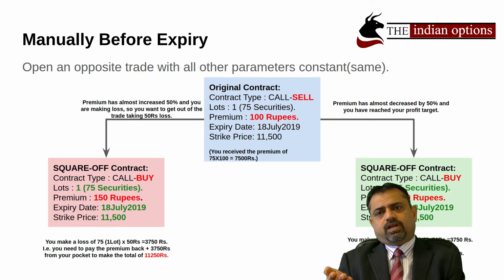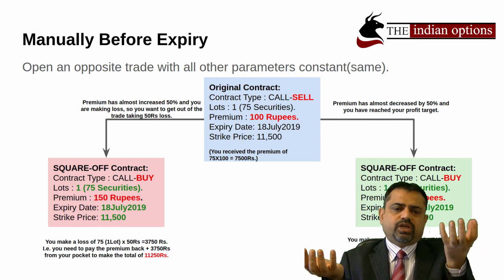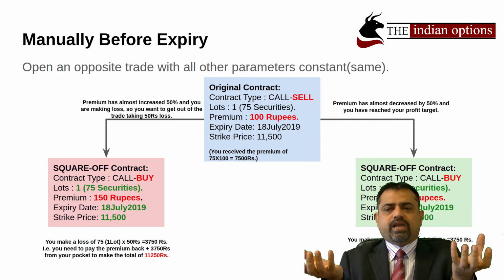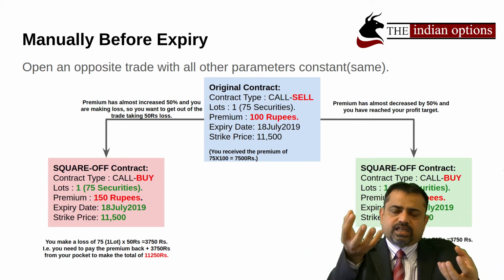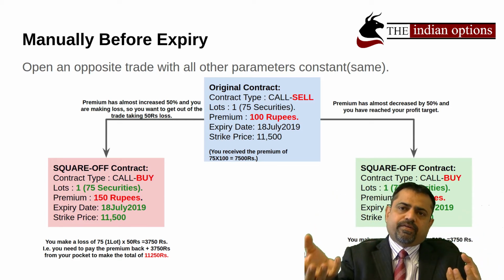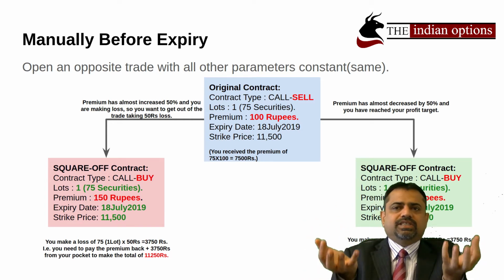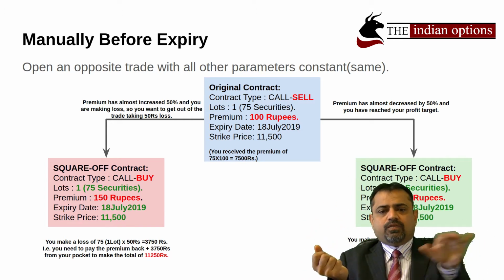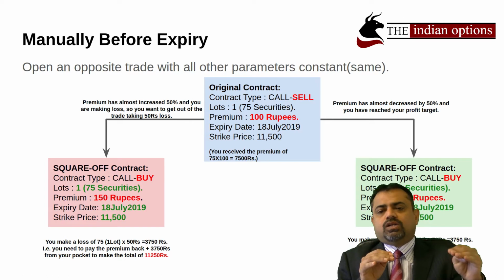Now I have taken two hypothetical situations. In one situation you are making a 50% profit and you want to close the contract, and in the second situation you are losing 50 rupees, 50%, and you want to close the contract. Now what happens in each of these situations? First let's take the situation where you are making a loss of 50 rupees.